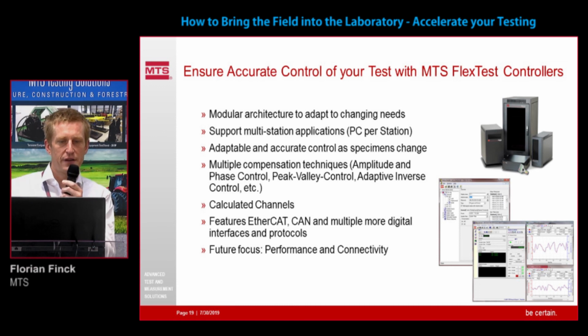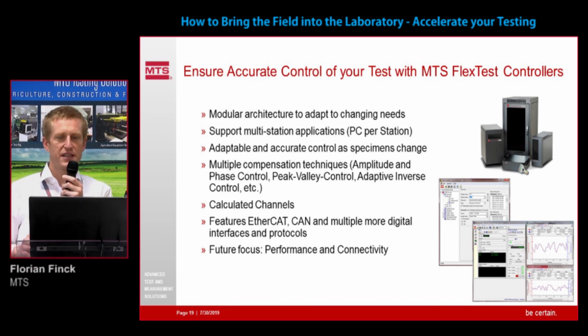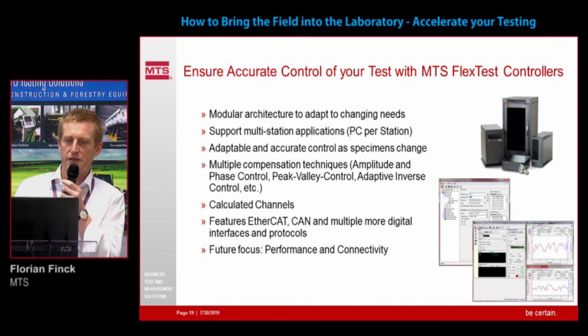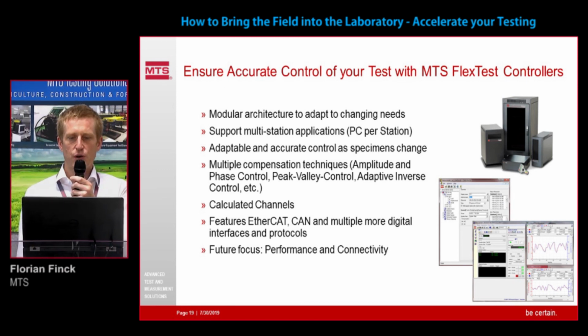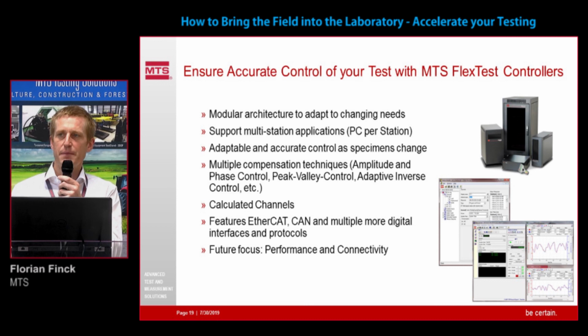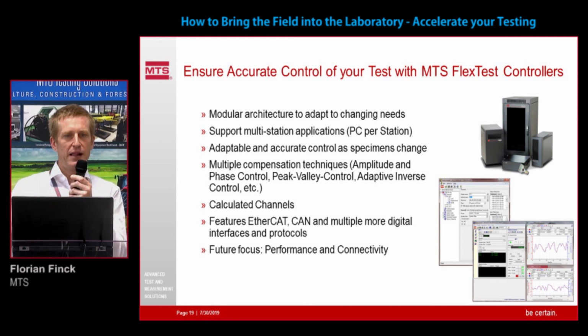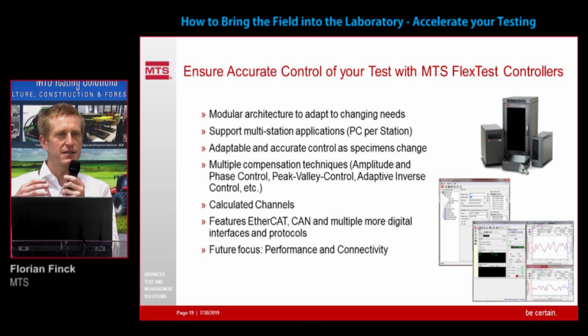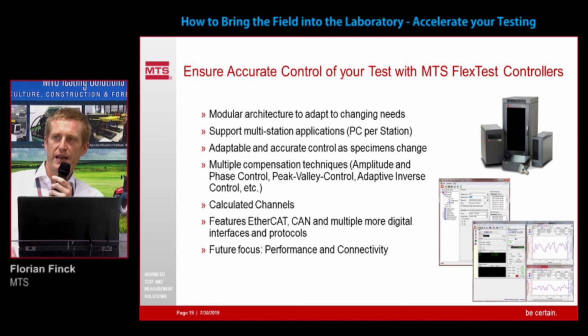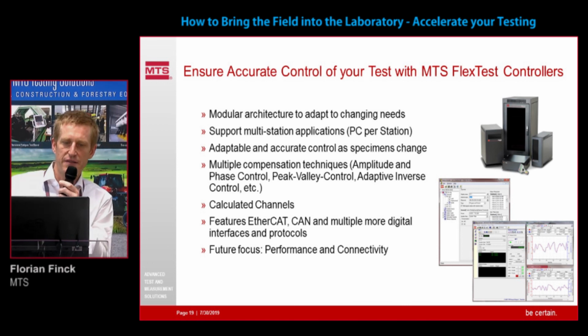and we have many compensation techniques. So amplitude and phase control, peak valley control, adaptive inverse control, and many more compensation techniques that will help you get an accurate control when your specimen behavior is not as linear as you expect, or when you have a damper that goes into the jounce bumpers, things like that. There's a way that we can handle these events.